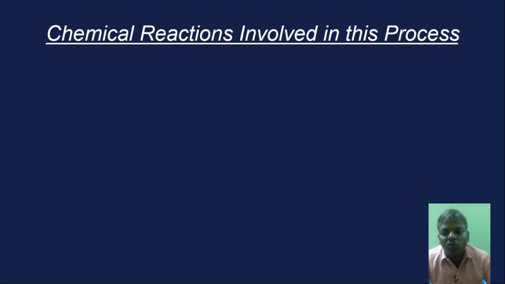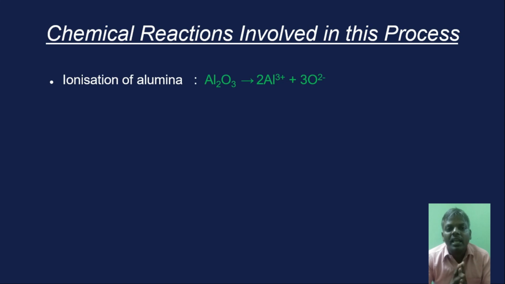Let me explain now the chemical reactions involved in this process. First, there will be ionization of alumina. Alumina, Al2O3, is ionized as 2Al3+ and 3O2-.